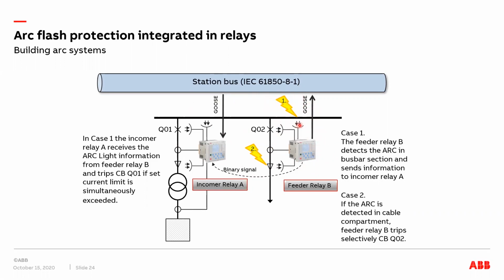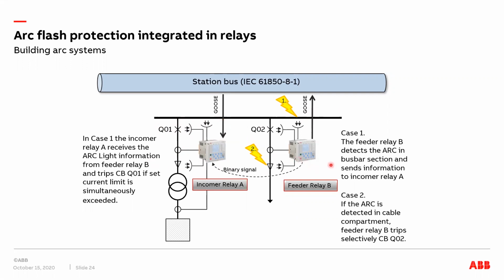So if you look at the relay B here, for example, if that one detects light in the busbar compartment with the sensor number 1, it will send a message over GOOSE to the incomer relay that I have received light. This one is checking the criteria if it's programmed to also use the current criteria. It's checking that, okay, have I got overcurrent on my incomer? If yes, it will initiate a trip on the Q01 breaker to de-energize the busbar in this part.